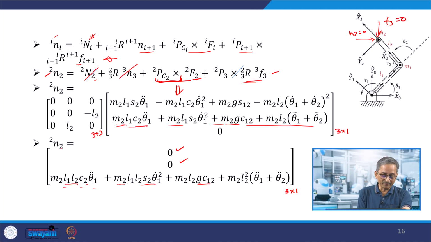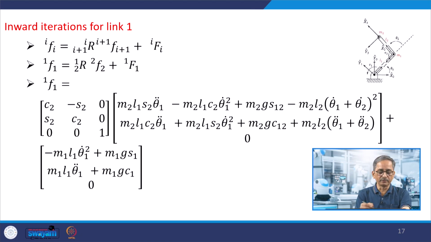And this tells us that the moment which is going to act at the joint is going to be about the z axis. This is true because we have assumed the planar manipulator where my z axis is perpendicular to the plane, and this joint, the second one, is turning about the z axis. That is why you are getting only the z component over here. Then we can have a look at the inward iteration for link 1.